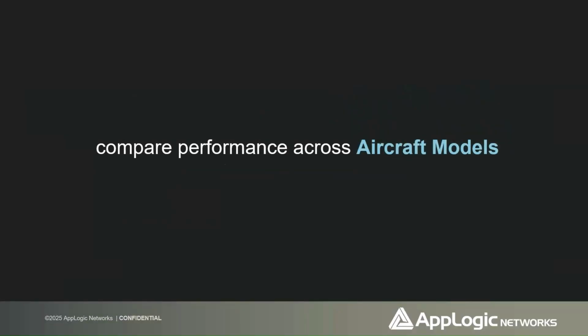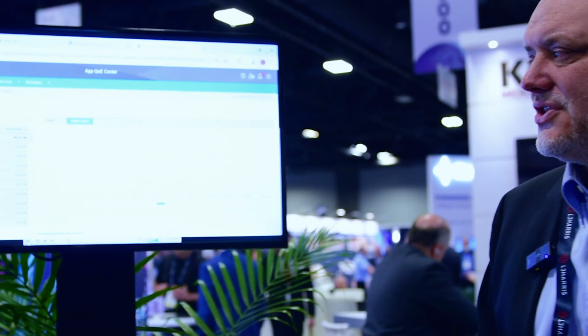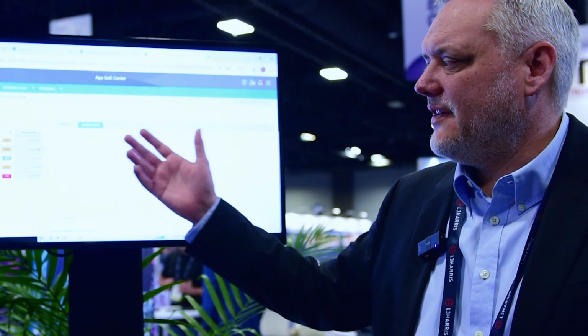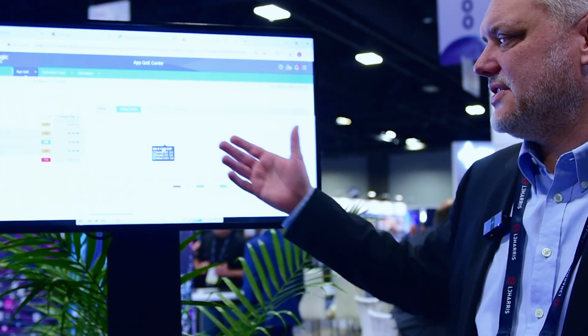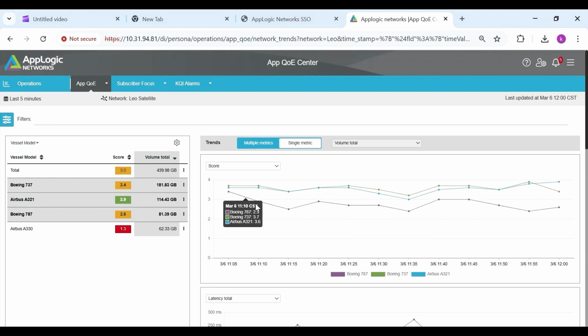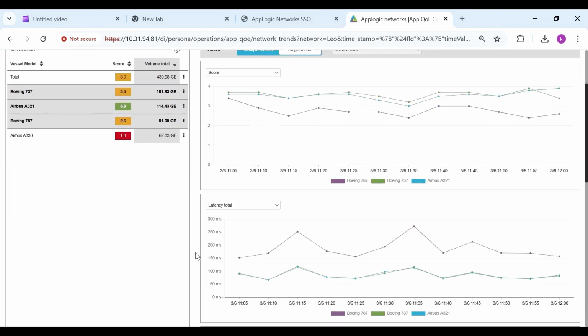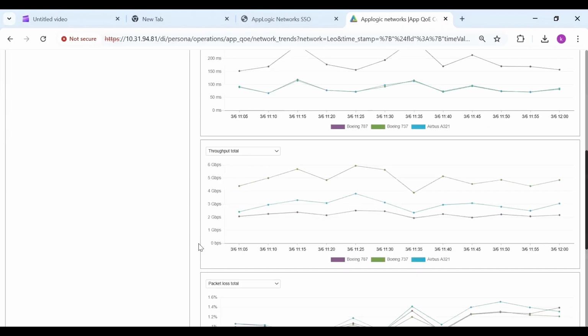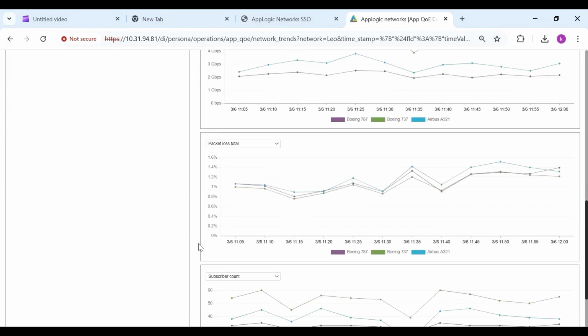In this next example, we want to compare the performance across different aircraft models. And here we can see that we have the Boeing 737, and we can see the performance, the score for each aircraft model. We can look at the different metrics for each aircraft model, whether it's latency, throughput, packet loss, subscriber count. There's a whole extensive list of metrics that we can see.